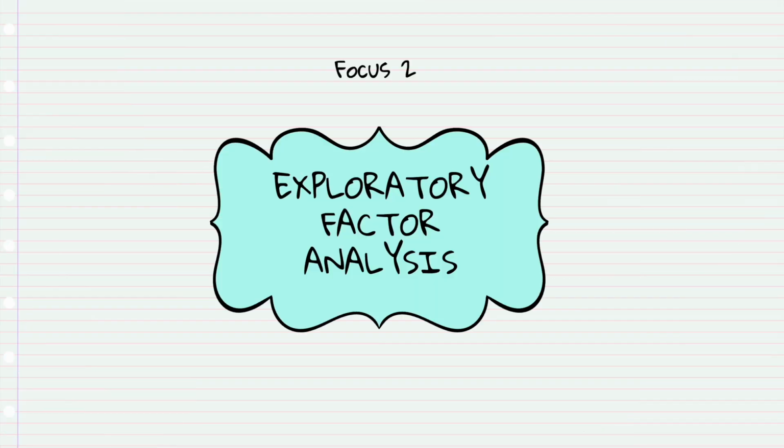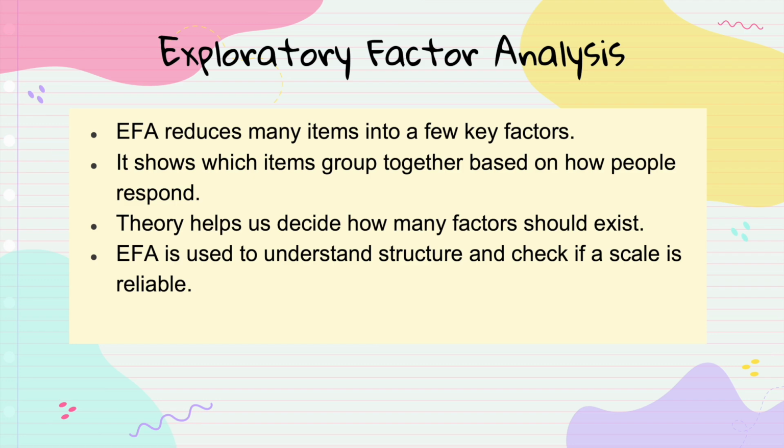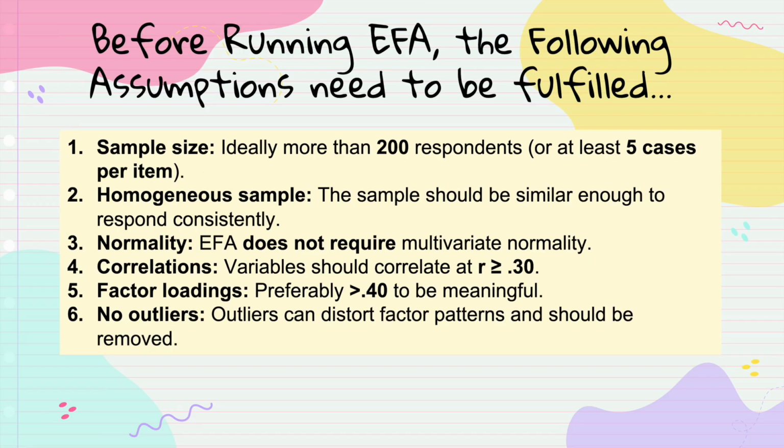Now we are moving to the next focus, Exploratory Factor Analysis, or EFA. EFA takes a long list of survey items and groups them into meaningful themes. For example, all food-related questions becoming one factor. To run EFA properly, we need enough sample size, meaningful correlations, and factor loadings above 0.40. Outliers should also be removed.